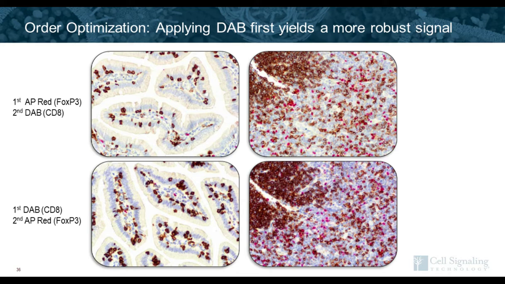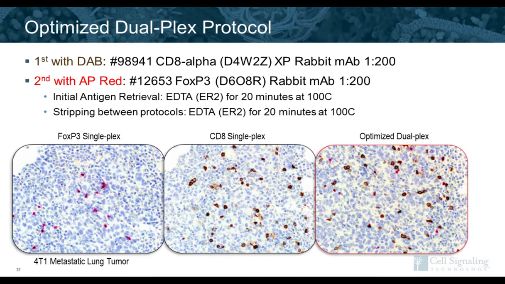So this is where I ran the DAB protocol with CD8 first, followed by the alkaline phosphatase protocol with FOXP3 second. And you can see that when we're running the DAB first and the alkaline phosphatase second on the bottom, we get much stronger signal, certainly with our CD8 clone, but it also appears that the FOXP3 signal is a bit stronger as well. So in the end, we determined that this was the optimal order to complete the staining and to move forward with our optimized assay.